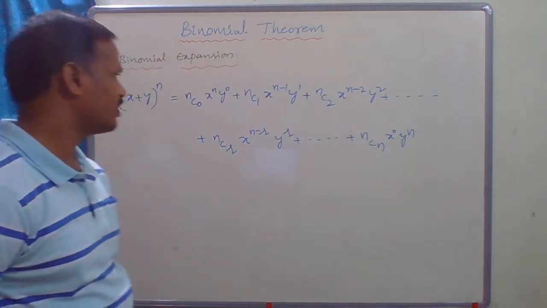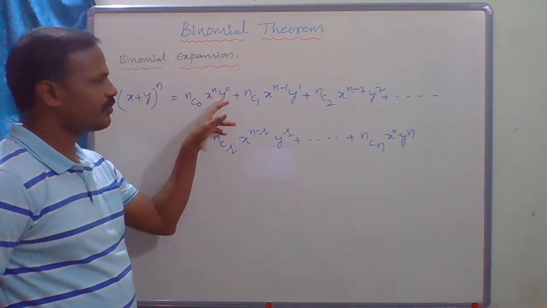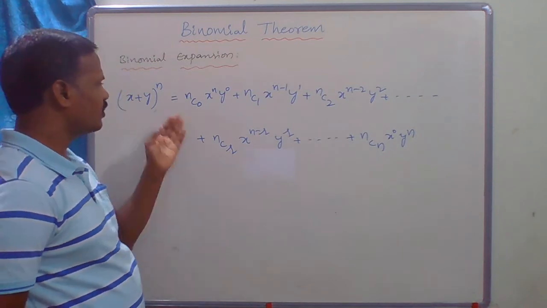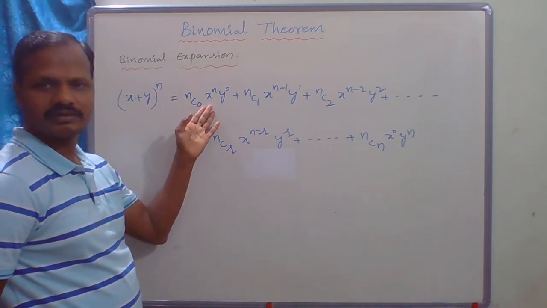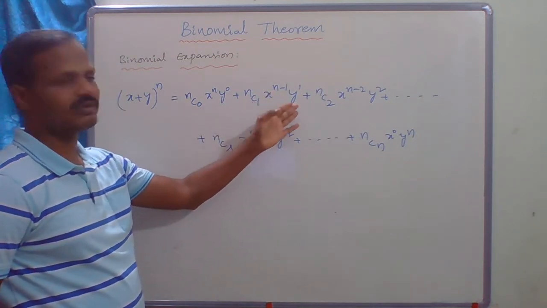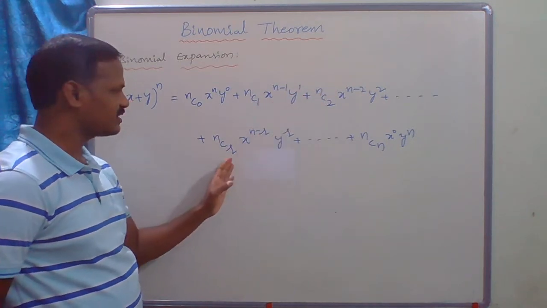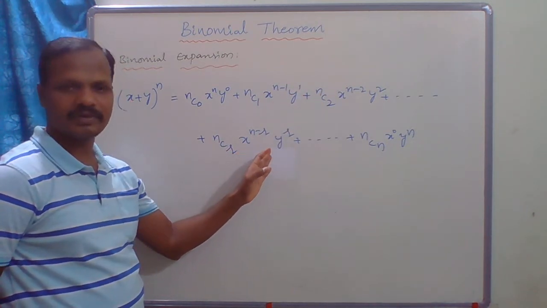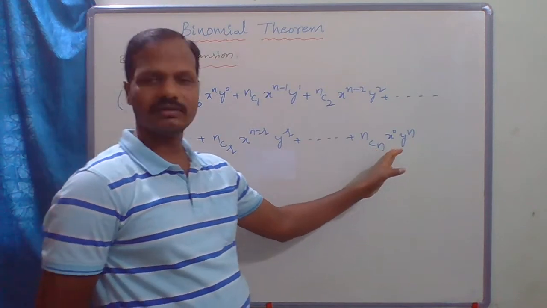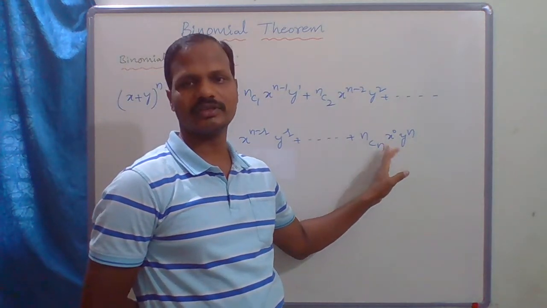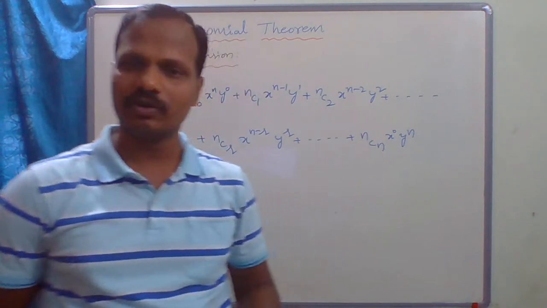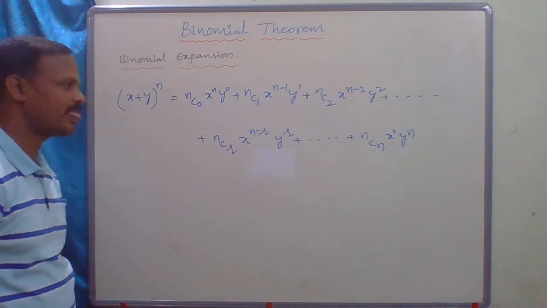Clear? In general, y^0 is nothing but 1. So we will write nC0 x^n + nC1 x^(n-1) y + and so on, nCr x^(n-r) y^r + and so on, nCn y^n. No need to write this x^0, since x^0 is 1.